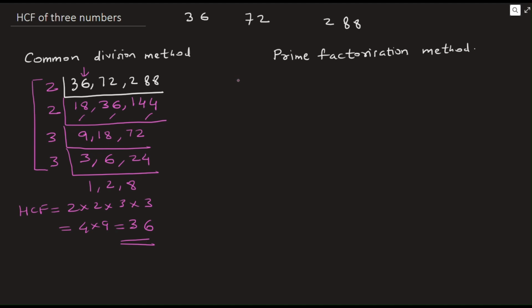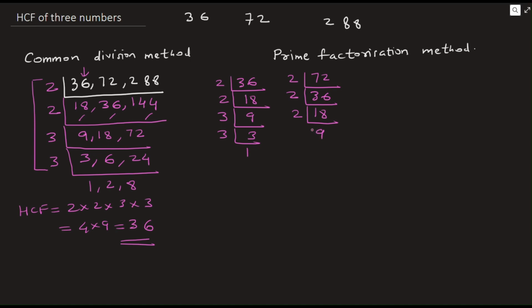And now I do it by listing down the prime factorizations vertically. 36: 2 is the prime number which divides, quotient is 18. 2 times 9 equals 18. Then prime number 3, 3 times 3, and 3 times 1 equals 3. That is the end. Then I have the number 72. 2 times 36 equals 72. 2 times 18 equals 36. 2 times 9 equals 18. Then I have the prime number 3. 3 times 3 equals 9, and 3 times 1 equals 3.